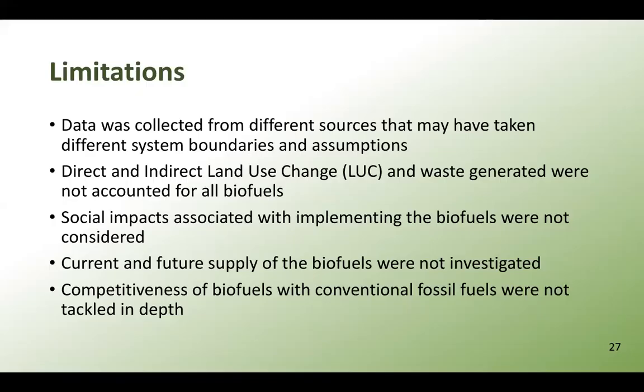So with every study or review paper conducted, it is very essential to take into consideration the limitations of the results that were concluded. Some limitations that we came across were the fact that the data was collected from different sources that may have taken different system boundaries and assumptions. In addition to that, direct and indirect land use change and waste generated were not accounted for all biofuels. And in this case, the land use change is very essential to be taken into consideration when discussing the greenhouse gas emissions because they contribute a lot.